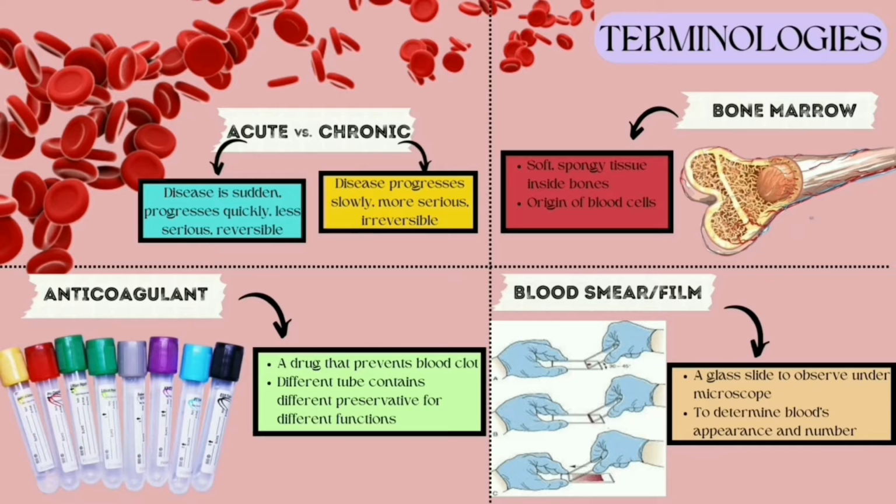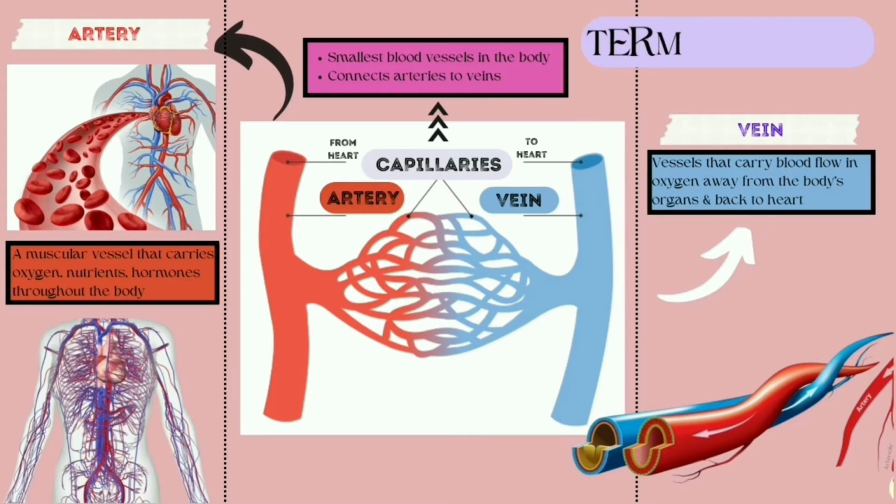Next word is blood smear or film, which is a glass slide used to observe under a microscope to determine blood's morphology and also number. Next, we have the word artery. To make it easier, artery is a muscular vessel that carries oxygen, nutrients, hormones, and other chemicals throughout the body. And vein, on the other hand, is the blood vessel that carries blood flow in oxygen away from the body and back to the heart. What's in between artery and vein is called the capillaries. They are the smallest blood vessels that connect arteries to veins.